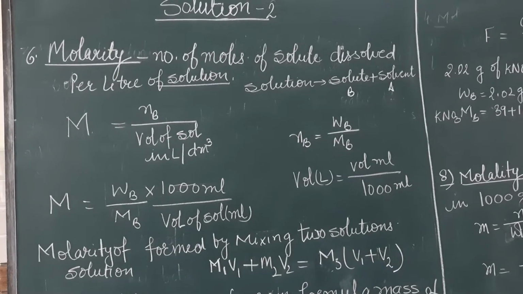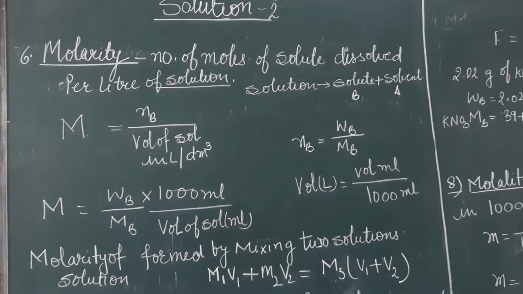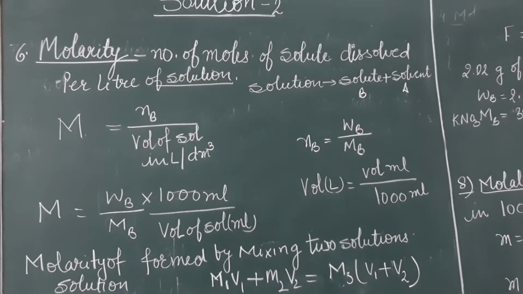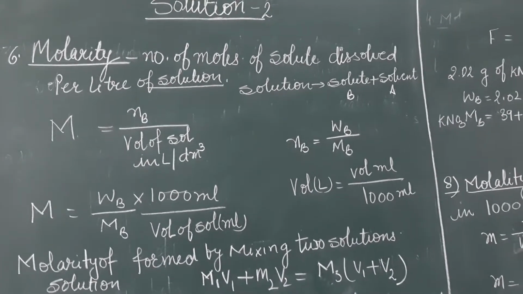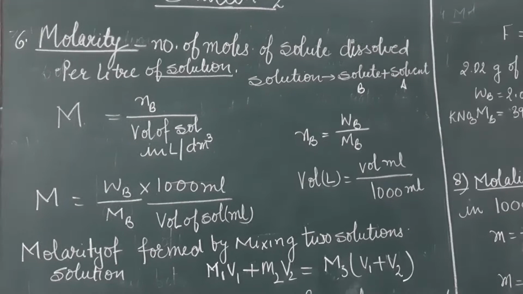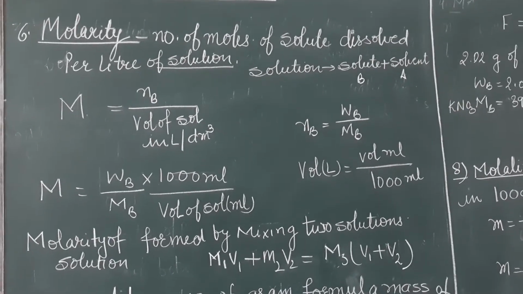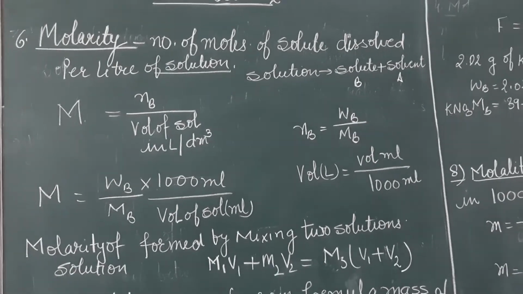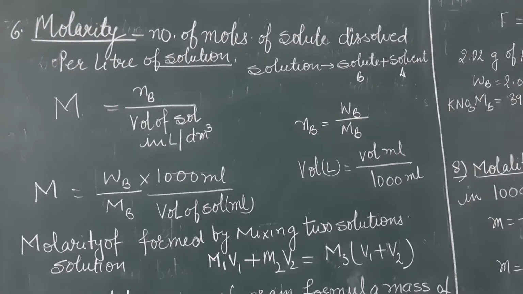Solution, as you know, consists of two components, solute and solvent. We mention solute as B and solvent as A. So molarity is represented by capital M. That's why M = NB, that is the number of moles of solute, divided by the volume of solution in liters.